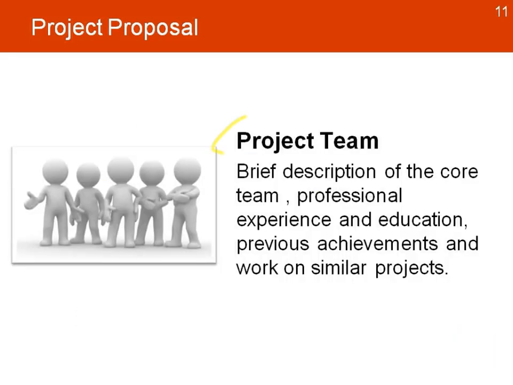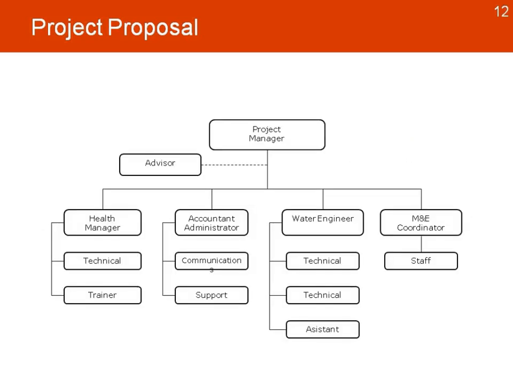We also include information about the project team. It's a brief description of the core team, professional experience and education, any previous achievements, and any work they've done on similar projects. And this is important because in many cases proposals are requested to include the best resources available that they can have. So the professional experience is an important element in the evaluation of a proposal. You can also include a basic diagram of the organizational chart describing the components of the different people in the project.